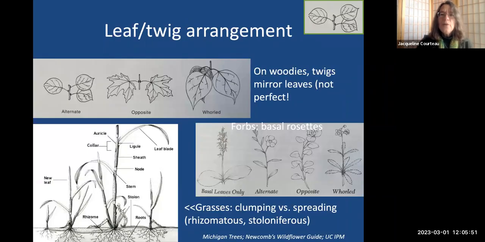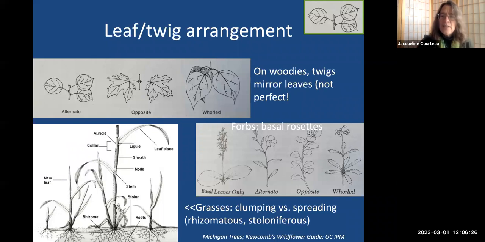So a quick review of leaf and twig arrangement. I'm very old school here. I just did some scans of my copies of Michigan Trees and Newcomb's Wildflower Guide. On woody plants, alternate, opposite, and whorled are the key leaf arrangements. A few sneaky ones will be sub-opposite. And remember that in general, twig arrangement mirrors leaf arrangement. However, it's not perfect because sometimes those twigs just don't develop. So look at a number of twigs and go by an average.